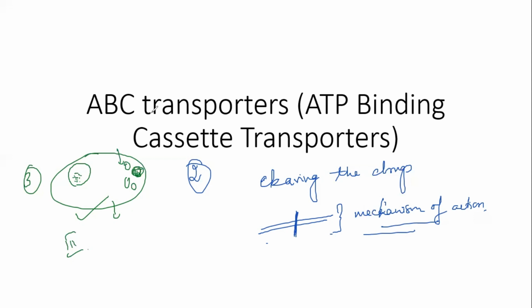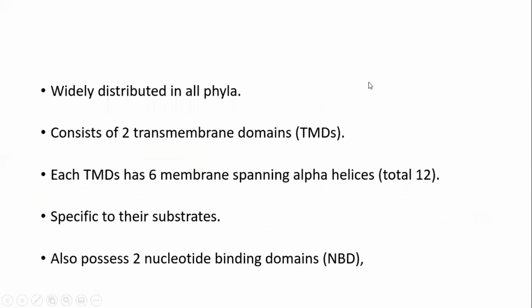Okay. Now let's talk about the ABC transporters. It is widely distributed in all the phyla. It consists of two transmembrane domains. We'll talk about this. And each transmembrane domain has got 6 membrane spanning alpha helices. So if someone asks you how many alpha helices are there in an ABC transporter, then you should say that it is 12. Now it is very specific to its substrate and it possesses two nucleotide binding domains.